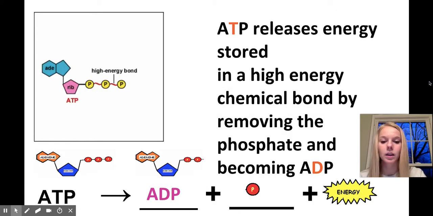ATP is best known to carry energy. It is not useful for long-term energy storage. It simply carries the energy from the glucose to wherever it is needed in the cell. This energy is kept between the last 2 phosphate groups of ATP in the high-energy bond. ATP releases this energy by removing the last phosphate group and becoming ADP.